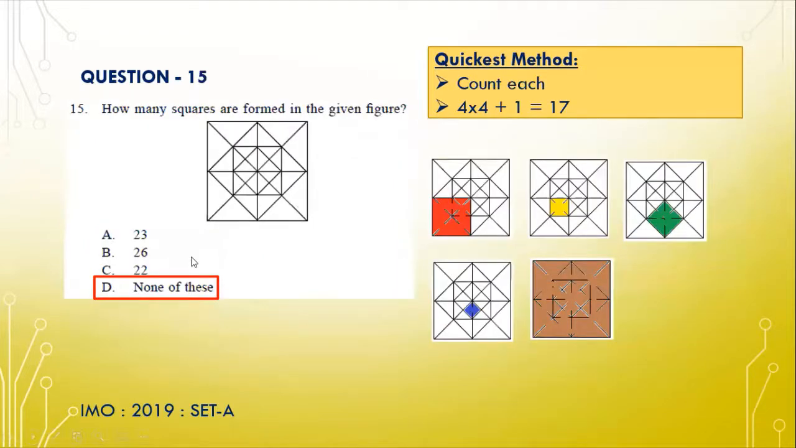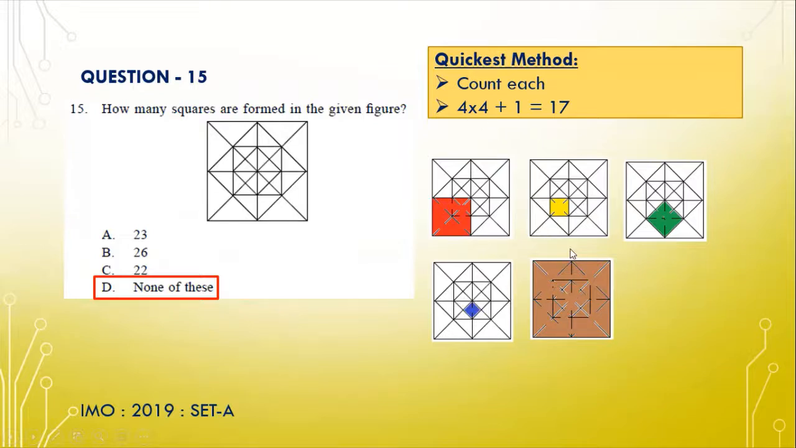Okay. 15. How many squares are formed in the given figure? Start counting. So like this, there will be 4 red squares. 1, 2, 3, 4, isn't it? There will be 4 yellow squares like this. 1, 2, 3, 4. There will be 4 squares like this. 1, 2, 3, and 4. And there will be 4 blue squares like this. 1, 2, 3, 4, isn't it? So how many squares? So 16.